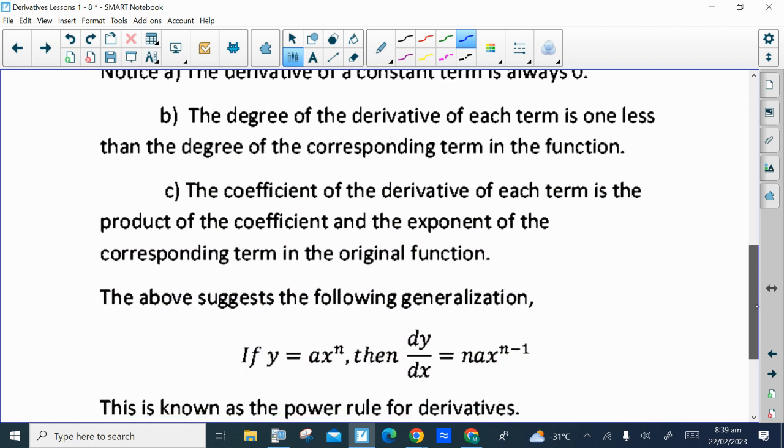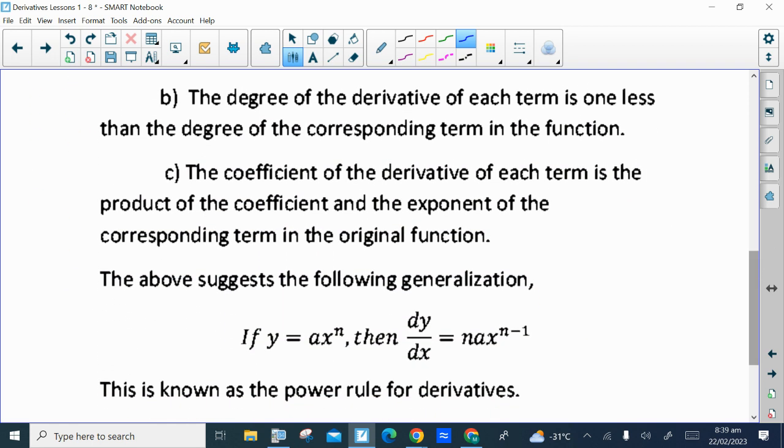But here's what we really use in order to determine the derivative of each term. The coefficient of the derivative of each term is the product of the coefficient and the exponent of the corresponding term in the original function.